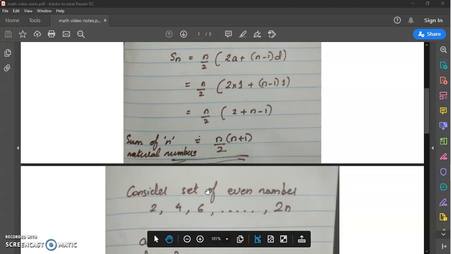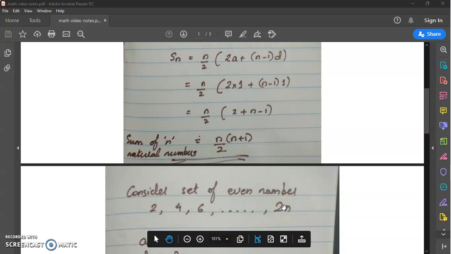Now let's consider a set of even numbers. So what are even numbers? 2, 4, 6, 8, 10, and so on, where we are taking the last number as 2n. Why do we take it as 2n? Why didn't we just take it as n? What is the logic of this?